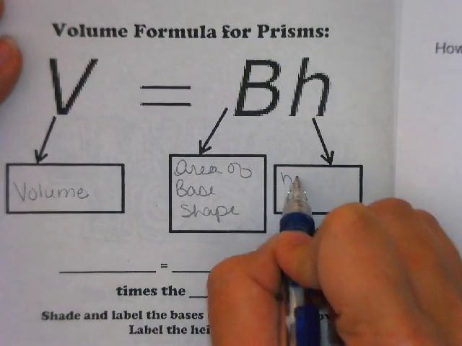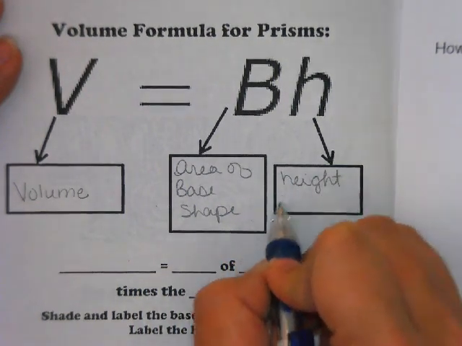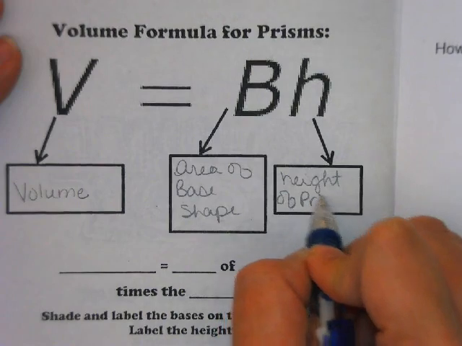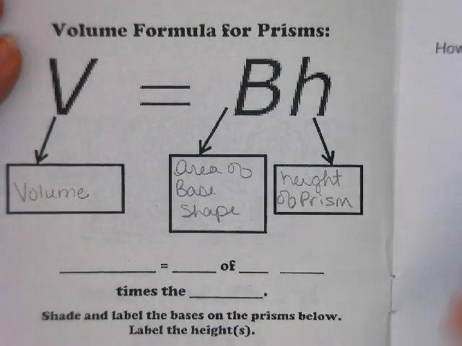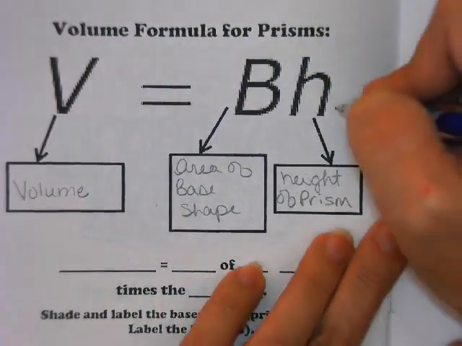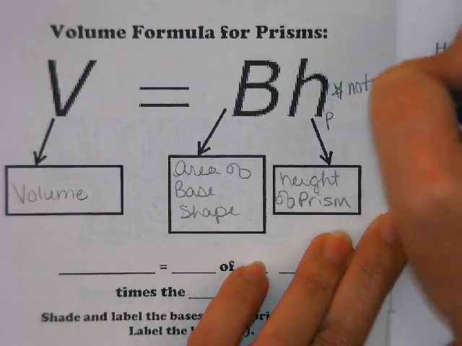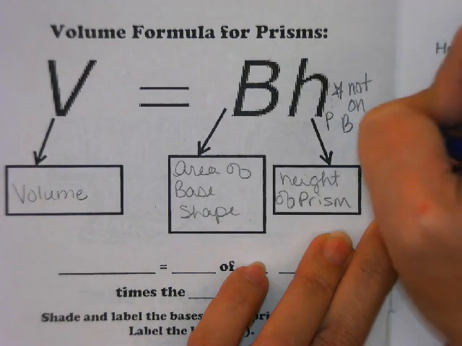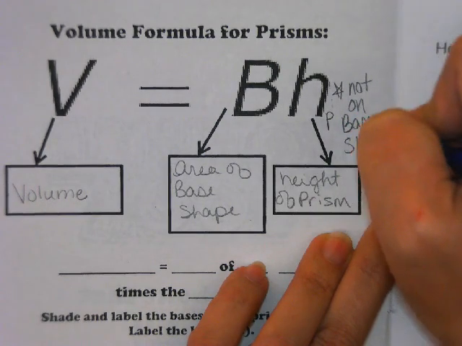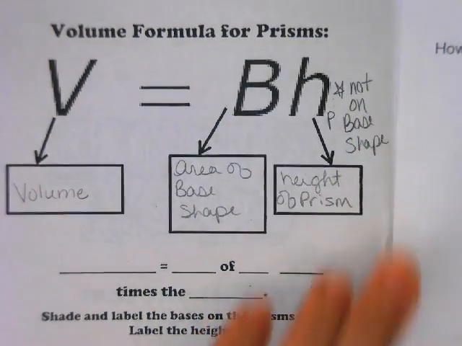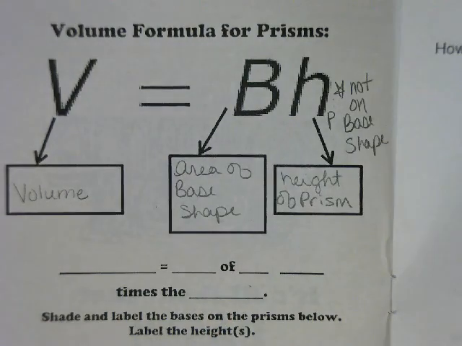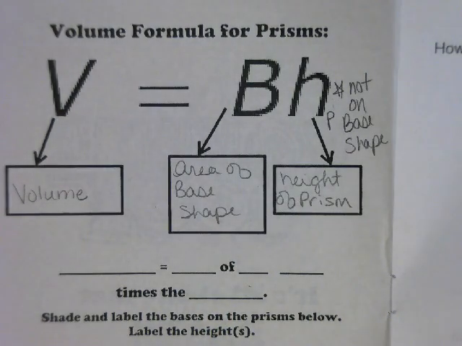This is going to be the height of the prism or pyramid. Okay, and remember this height right here, I'm going to put a little P and a star. This is not on the base shape. Just like when we were looking at it with pH, right? That H was the height of the prism. It was not on the base shape.